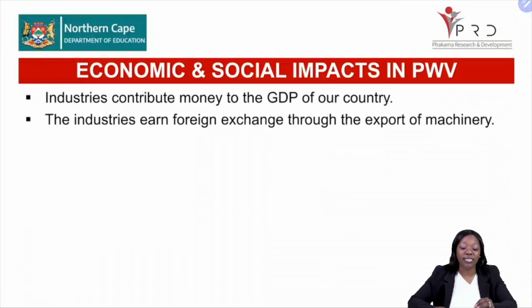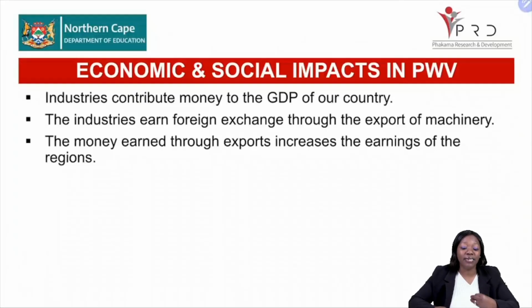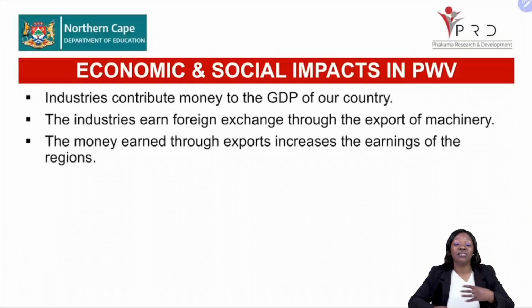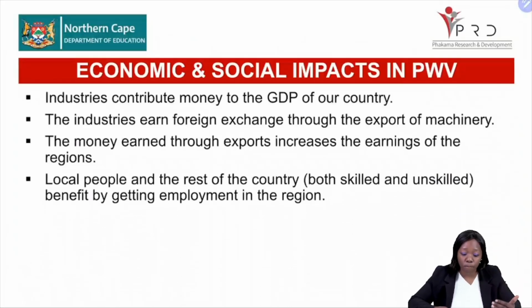And we're looking at the industries and foreign exchange. Remember, most of these industries are listed in the JSE. So if they are listed in the JSE, the JSE is competing with the international market. So therefore, they are also an earner of the foreign exchange. Then we're looking at the money that is earned through the exports. It increases the earnings of the regions. Hence, even on the government budget, your PWV or your Gauteng, it is receiving more money because it is the one that is generating more income.